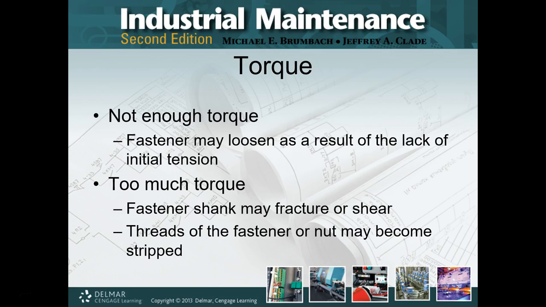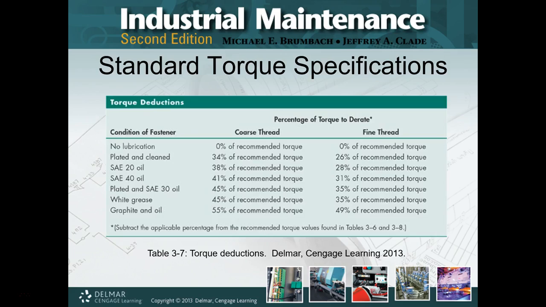Or we could strip out the threads of the fastener or even the nuts. So we could strip those out. So we need to make sure we put in the proper torque. Now, most manufacturers will give the proper torque and the means of getting there. All right, so we have to look out for that. In a worst case scenario, if we're just doing the general stuff, we can go to a standard torque specification chart and use that.